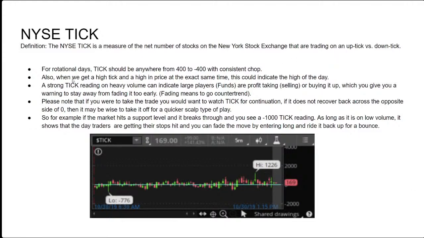Okay, let's see. One of the points is, if we see a high price at the same exact time as an extreme value being printed, like plus 1200 and making all-time highs, that could show that we actually might be making a high of day, and that could be the top at the current moment.